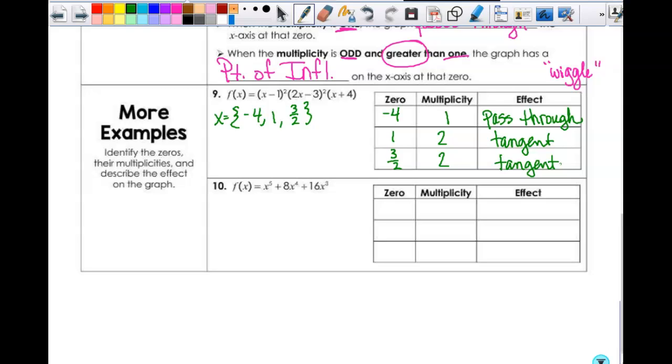All right, so go ahead and you work on number 10 while I pass out the assignment. You're going to have to factor it first.